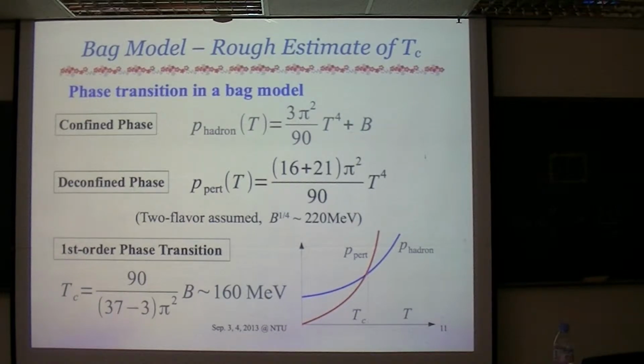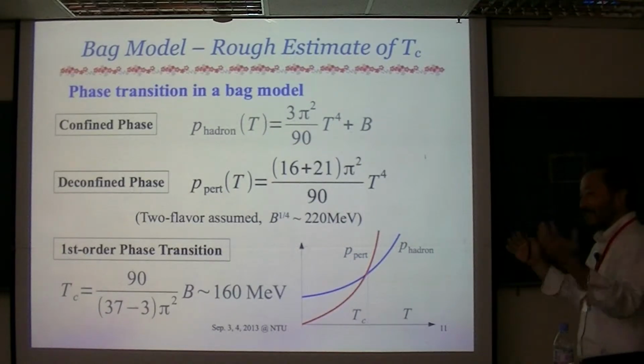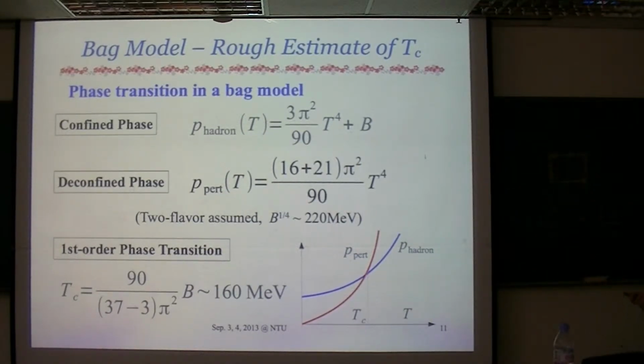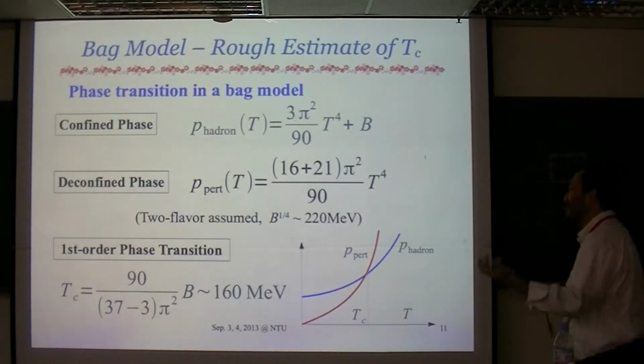At high temperature, certainly the pressure is given by this expression. But in the confining vacuum, the vacuum itself is very non-trivial, having lots of condensates in it, and that condensate gives some contribution to the energy density or pressure.